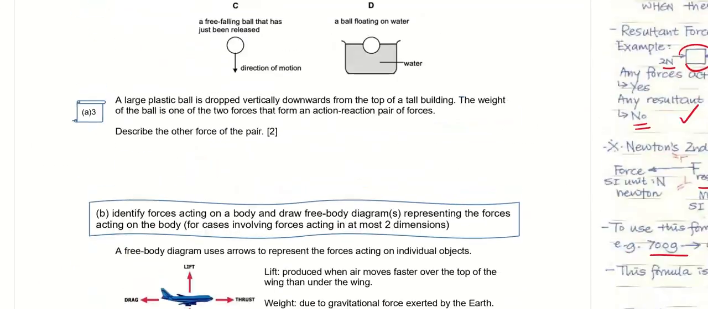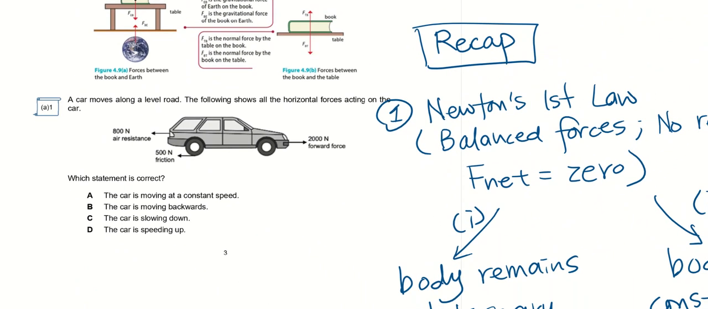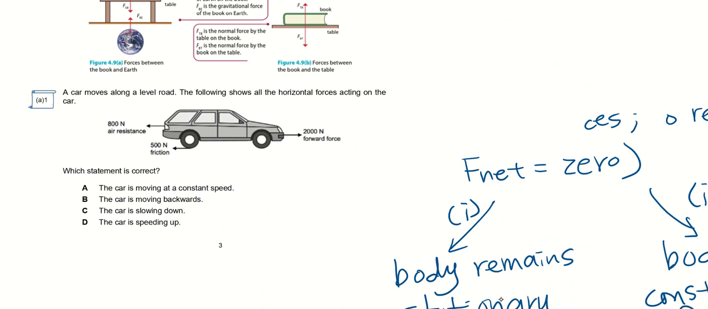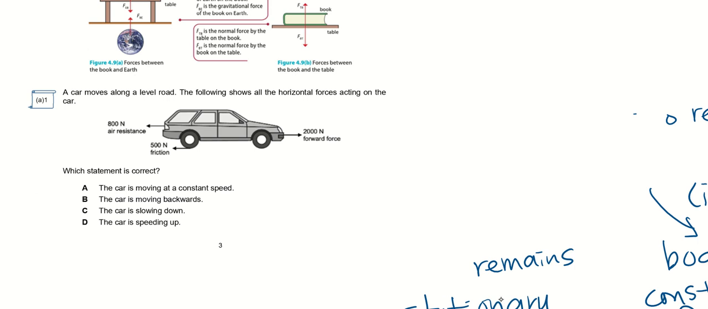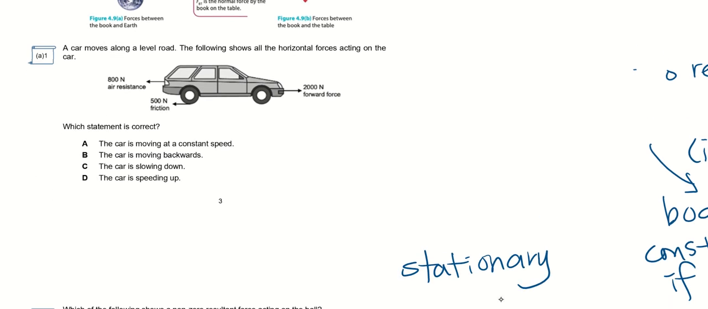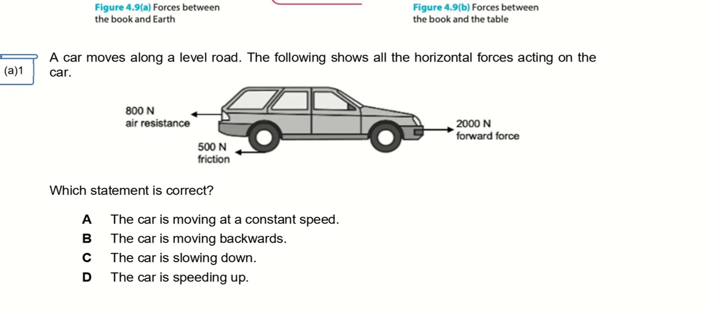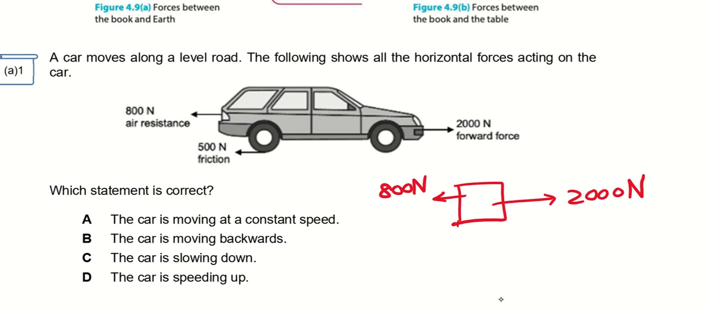Okay, now I need you all to try these examples here. Okay, A1. A car moves along a level road. The following shows all the horizontal forces acting on the car. Which statement is correct? So, what are the forces acting on this car? By the way, if I were to not draw a car, I just replace it with a box. I have 2000 Newton. And I have 800 Newton air resistance because it's acting in the opposite direction, and friction is also 500 Newton.